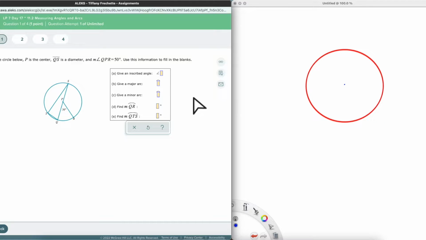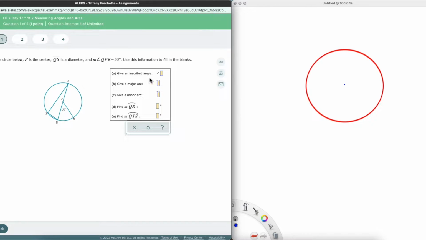All right. So over here it says in circle P, in the circle below, P is the center. So we can see P is the center here. QS is a diameter. So it's telling us QS is a diameter. I can see it's going through the center, it's touching the sides, but it's telling us so that we know for sure that that's a diameter, it's not just very close. And then QPR is 50 degrees. So QPR, this angle here is 50 degrees. Use the information to fill in the blanks.